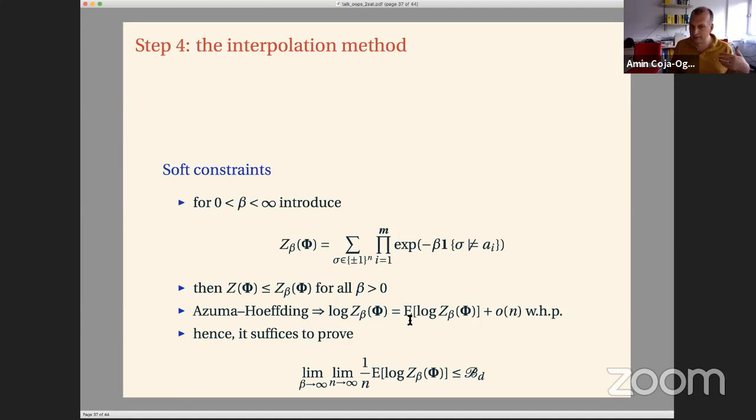So in other words, in the case of the soft constraint version, convergence in probability to the expectation is actually trivial. So all we need to do now is upper bound the expectation of log Z_beta in this soft constraint version. In other words, all we need to do is prove that if we take the double limit, this beta, this penalty parameter, going to infinity, and n going to infinity, of 1/n times the expectation of log Z_beta is upper bounded by our Bethe free energy.